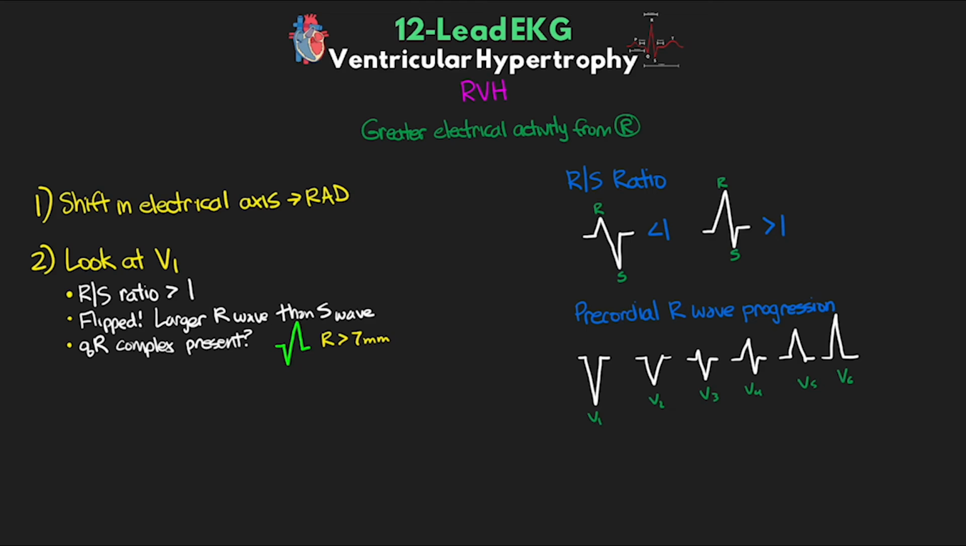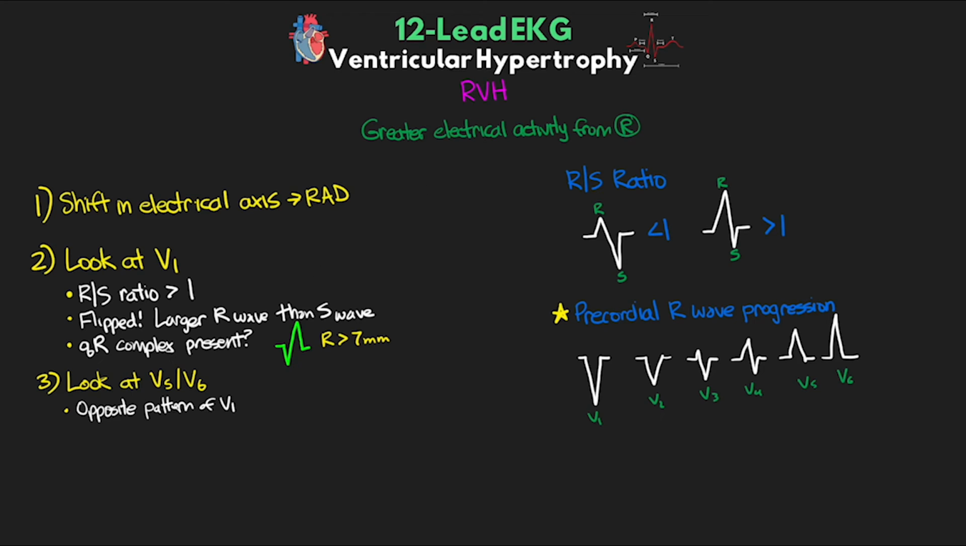Again, remember that R wave progression I talked about: the precordial leads start very negative in V1 and transition to positive as we move to V6. On that last note, the last criterion that we want to look for is in leads V5 and V6. Here we're looking for the opposite pattern of what we just looked for in V1.